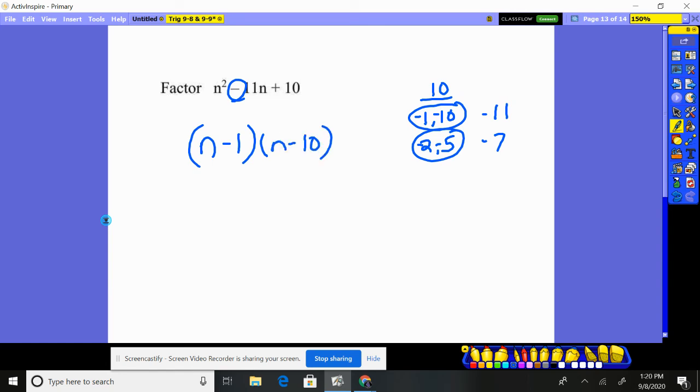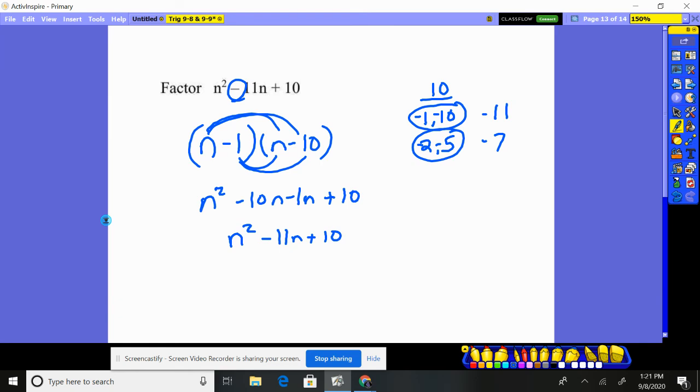And we could check it. N times that n is n squared. N times that 10 is minus 10n. The 1 here is minus 1n. Negative 1 times negative 10 is positive 10. And then the two middle pieces give us what we need. So yes, that is it.